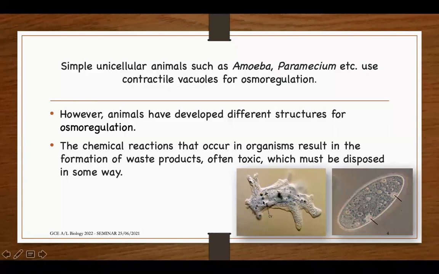So as you can see in this picture, this is amoeba with pseudopodia or false feet, and it has a contractile vacuole, and paramecium, which has cilia all around it, also has contractile vacuoles and food vacuoles. So for osmoregulation, even these small unicellular organisms have some way of balancing or controlling their solute concentrations and water balance. And why do they have contractile vacuoles? You can say they're very simple organisms. Why do they have to have contractile vacuoles for osmoregulation?